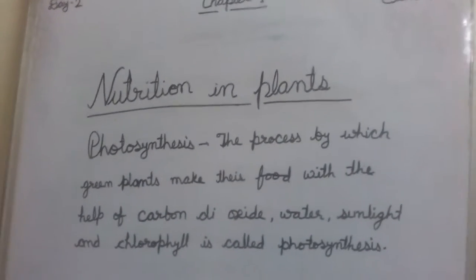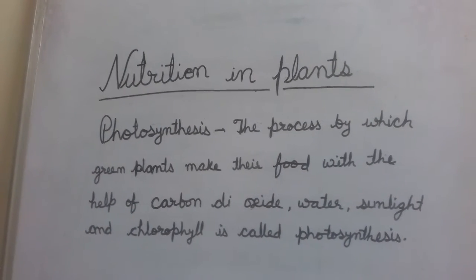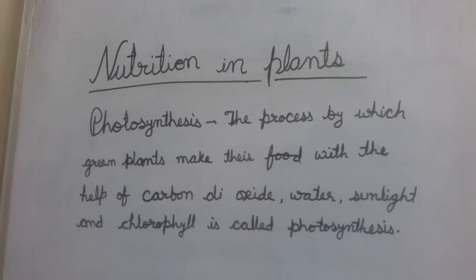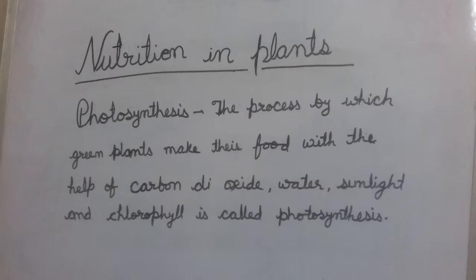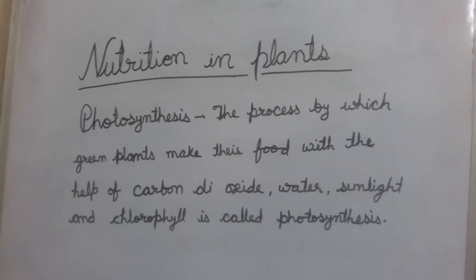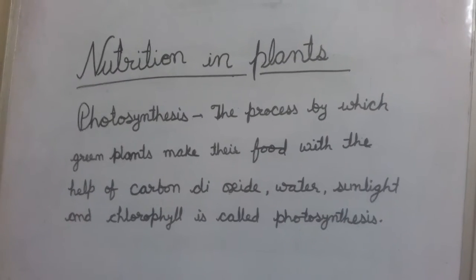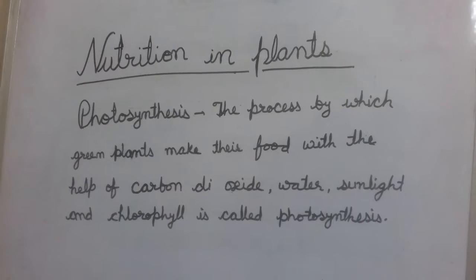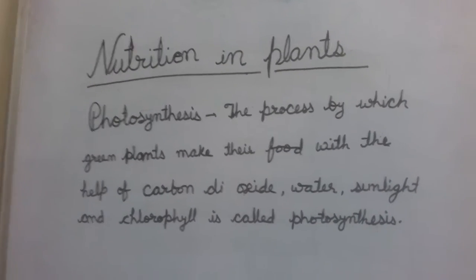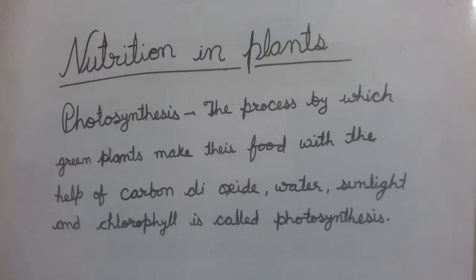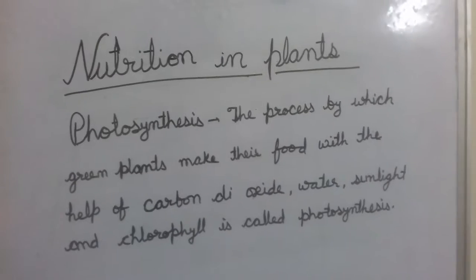Now come to the next topic, photosynthesis. You already know what photosynthesis is. The process by which green plants make their own food with the help of carbon dioxide, which they take from the atmosphere, water which their roots suck from the soil, sunlight, and chlorophyll, which is already present in their leaves, is called photosynthesis. During photosynthesis, they release oxygen to the atmosphere.